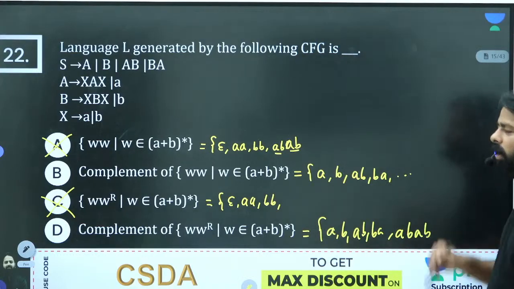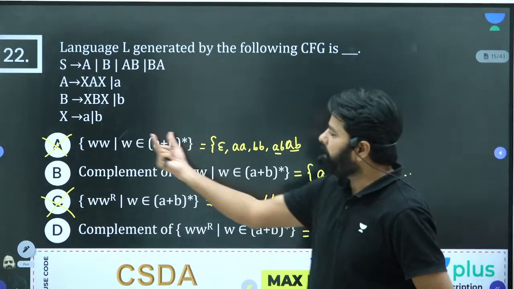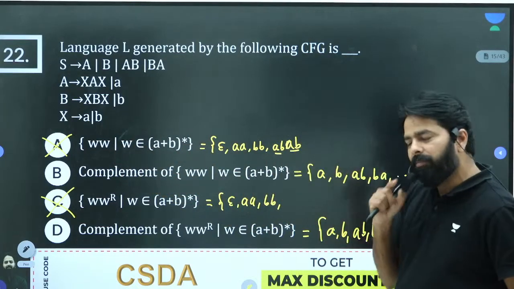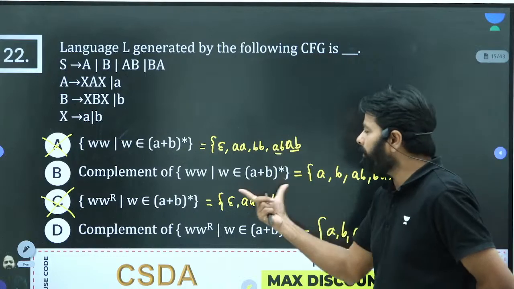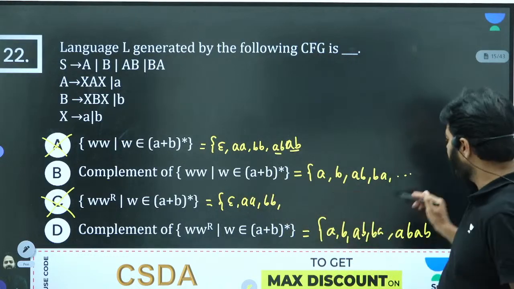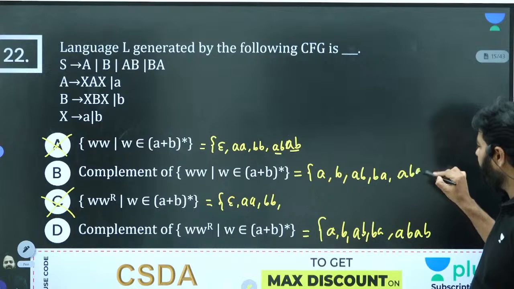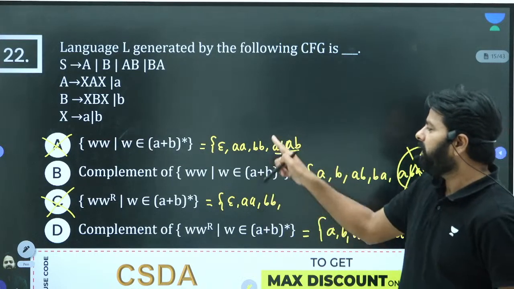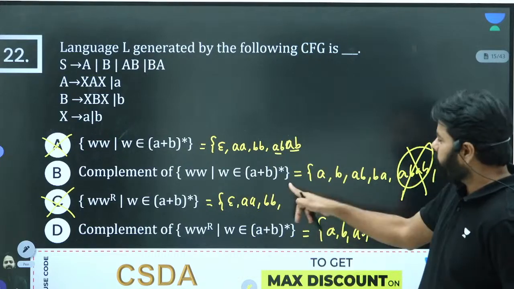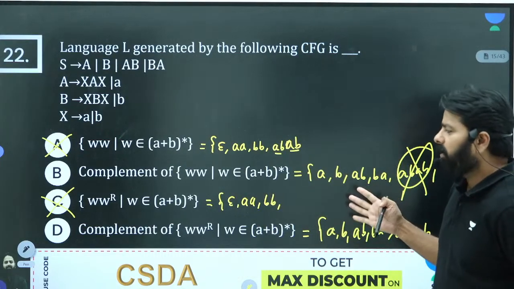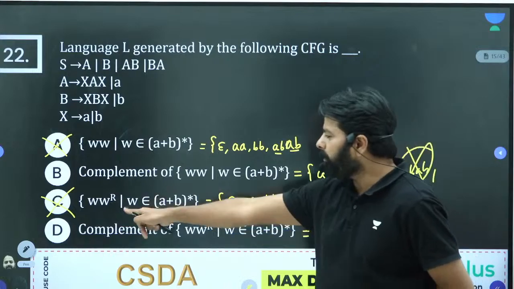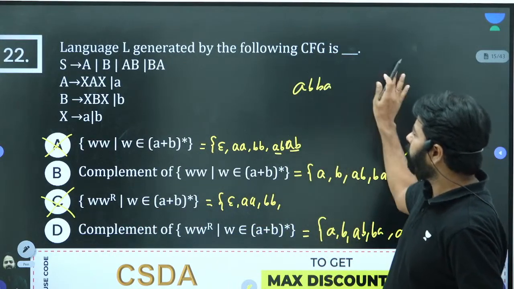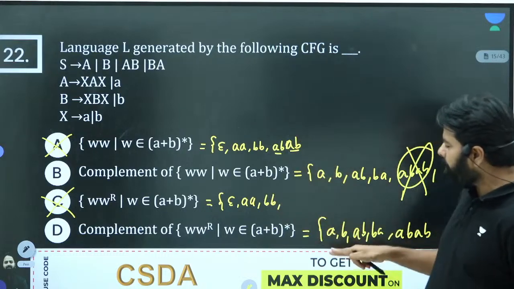To understand how I found this: WW contains AB because W is AB, the other W is AB. And its complement definitely will not have AB. If you try to write AB, it will not, because WW already has AB, so the complement will not contain it. Now here you look at WW power R, this AB is not there, ABBA will be there. So AB is not there, so its complement should be there.